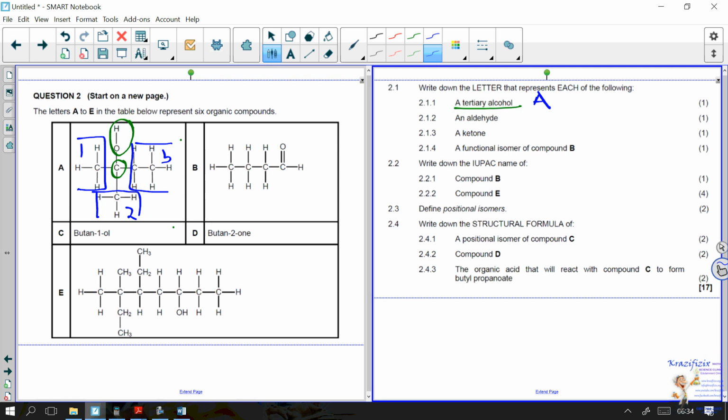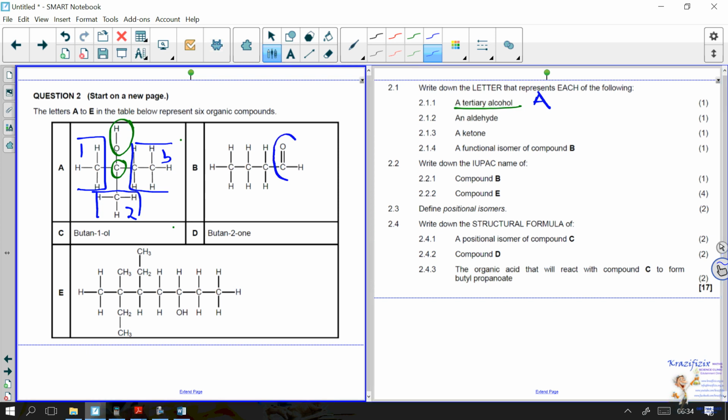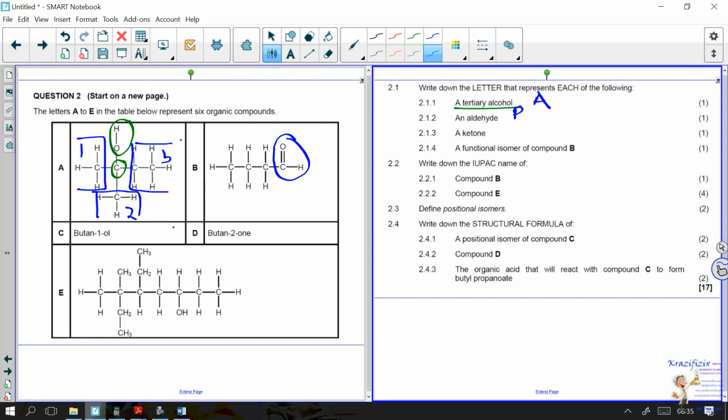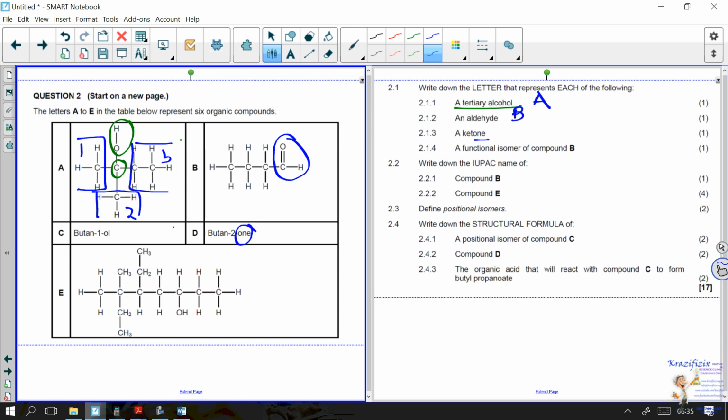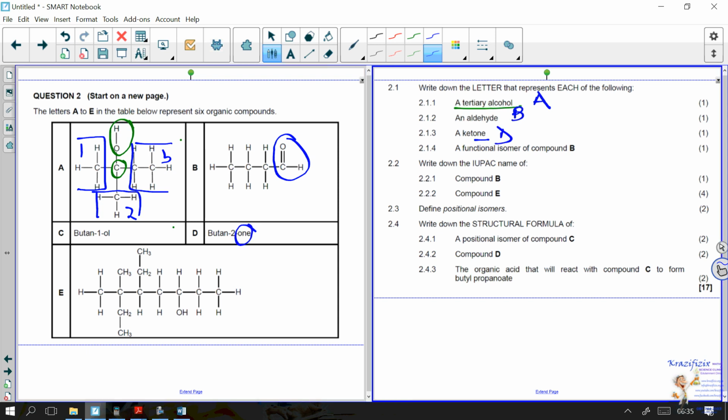Aldehyde. Where is my aldehyde? You need to know your functional groups. When the carbonyl becomes the first carbon, that is my aldehyde. The correct answer is B. A ketone. Look at the last 3 letters, one. Come back here and check. My correct answer is D.